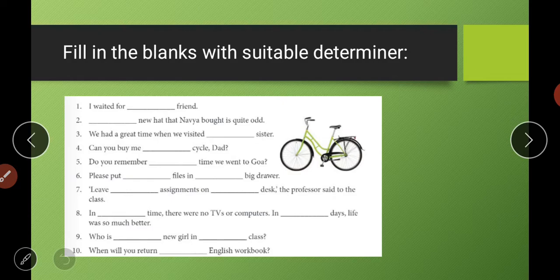It's very simple. Next is, when will you return dash English workbook? So we will simply ask any of our friends, when will you return my book or my notebook? Similarly, this is the same kind of sentence: when will you return my English workbook? Simple answer. So I hope you have understood it very well. So let us move to the next one now.